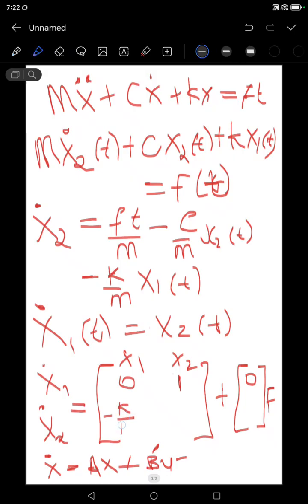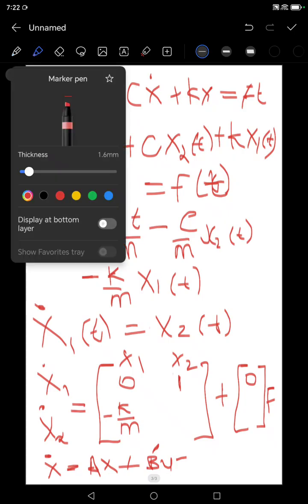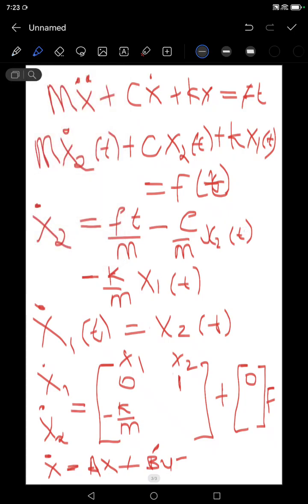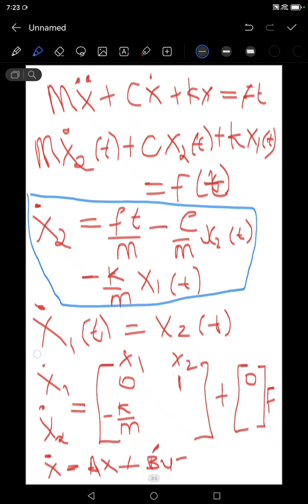Which two equations did you say we are using? Sorry about that. No problem. Let me highlight them. We are using this one and this one.